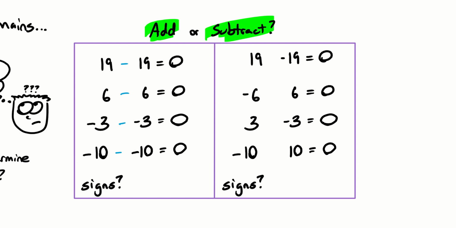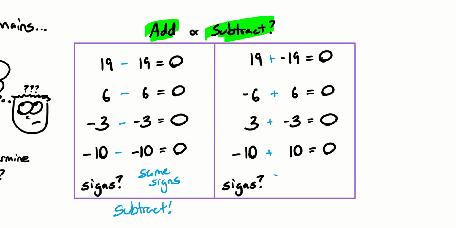So when the signs are the same, we notice that all of these had the same sign. Both numbers were positive or both numbers were negative. We had to subtract to get 0, didn't we? You might see where I'm going with this. If I have two of the opposite numbers, 19 and negative 19, if I add those, I get 0. Negative 6 and positive 6, if I add those, I get 0. 3 and negative 3, 10 and negative 10, if I add them, I get 0.